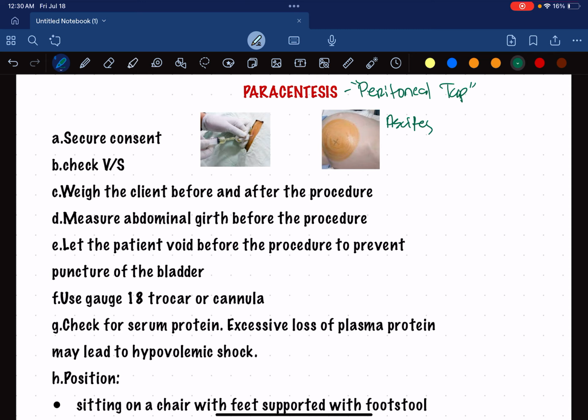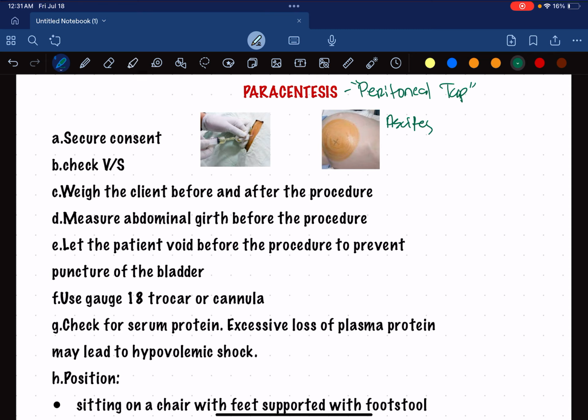This procedure, paracentesis, we also use to diagnose peritonitis and to relieve difficulty of breathing in clients with ascites. So bakit nagkakaroon ng difficulty of breathing? Kasi nga may excessive accumulation sa ating abdominal cavity or sa peritoneal cavity natin. Yung tubig na yan, pinupush niya pataas at iniipit niya yung ating diaphragm kaya tayo nahihirapan huminga.